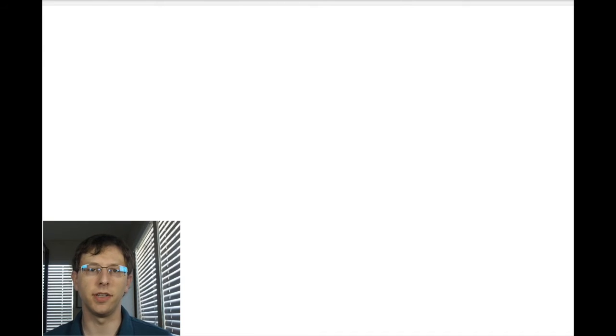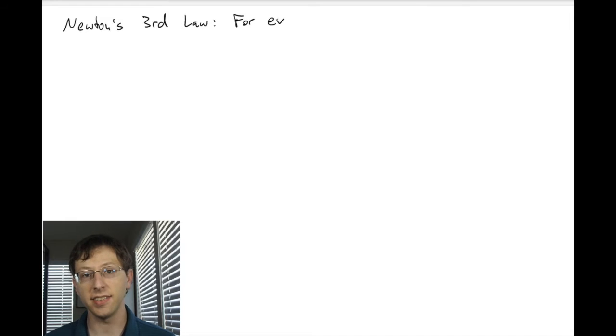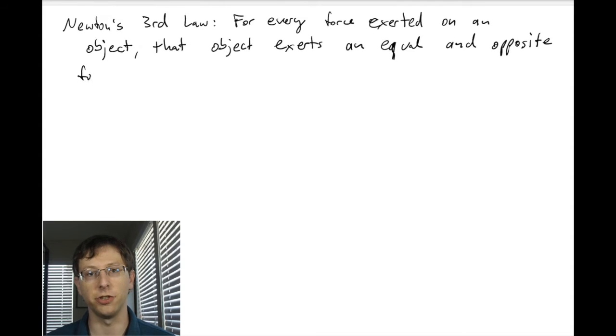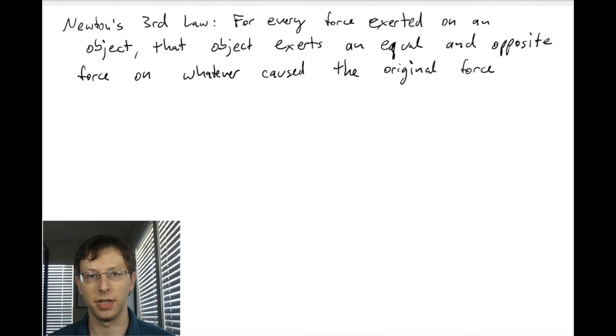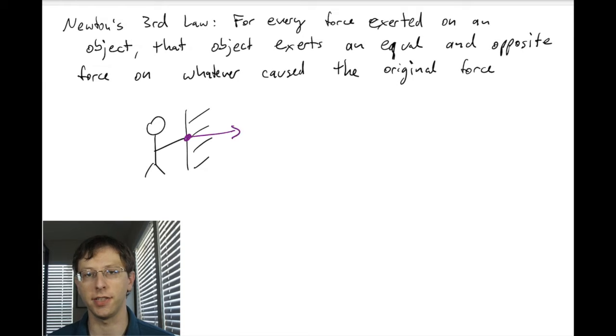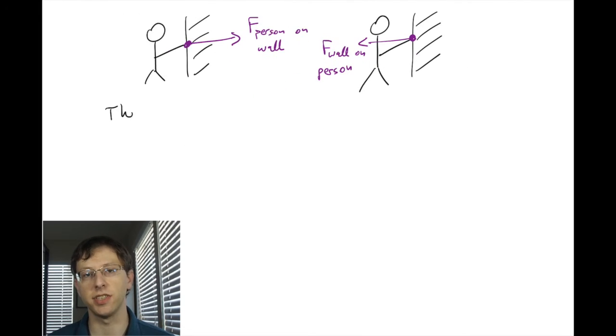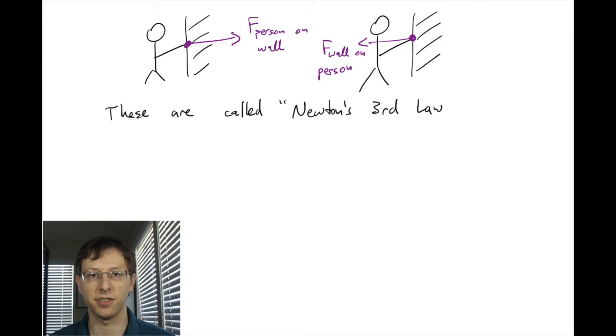Okay, so now we're ready to talk about the last of Newton's laws, and that's Newton's third law. It states that for every force that's exerted on an object, that object also exerts a force with equal magnitude and opposite direction on whatever caused that original force. So, for example, if you exert a force on a wall by pushing on it, that wall exerts a force back on you that has an equal magnitude. These pairs of forces are called Newton's third law pairs.